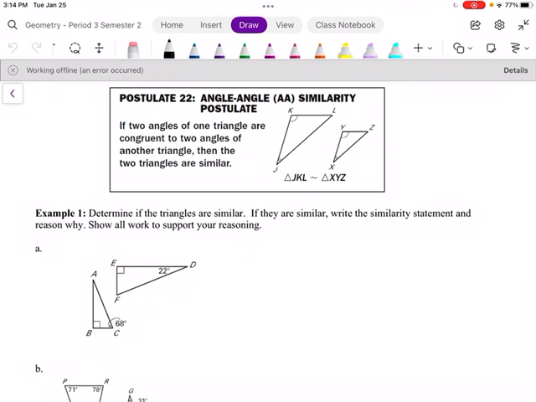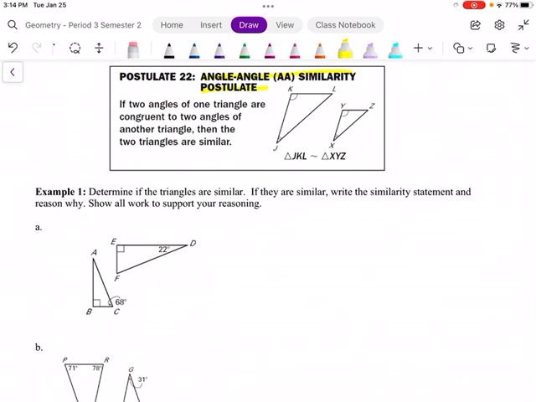So our first piece of information for this lesson is the angle, angle, similarity postulate. If we have two angles that are congruent between the triangles, so in this example, K and Y, J and X are congruent. I guess I'll do those a different color. Because those are congruent between the two triangles, that is enough information for us to say these two triangles are similar. So if you can find two angles between the triangles that are the same, you can say they are similar. And then you will be able to write a similarity statement.